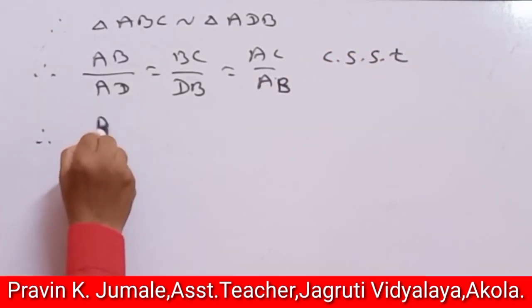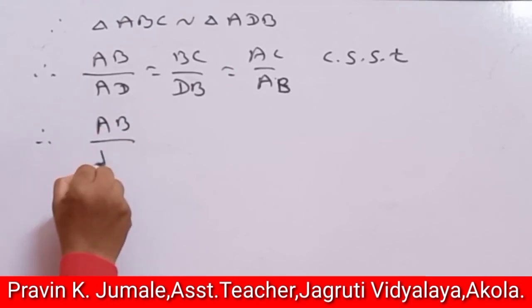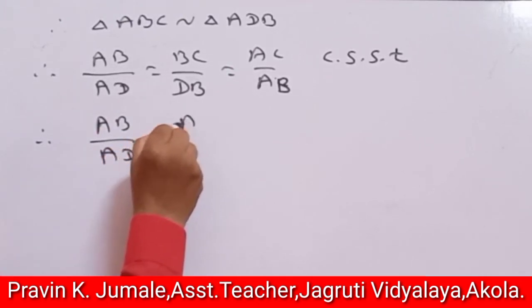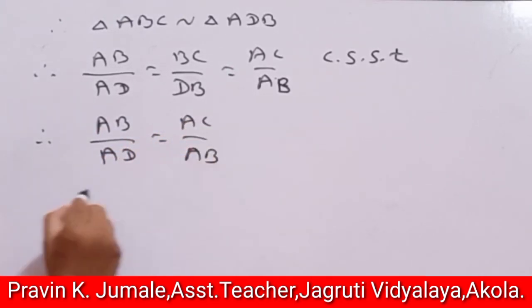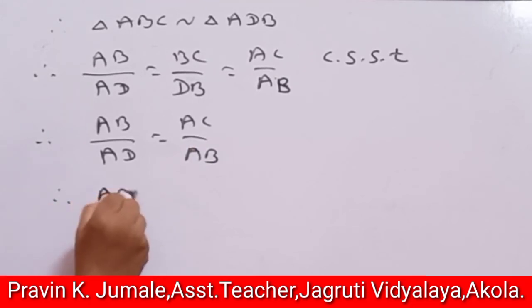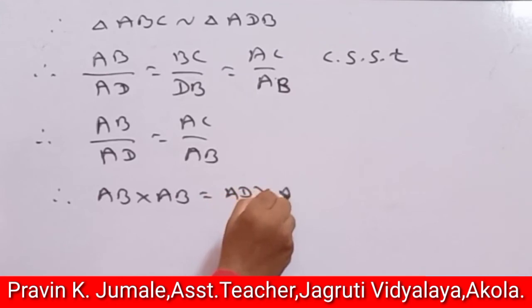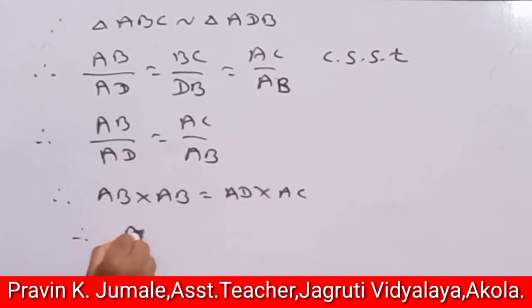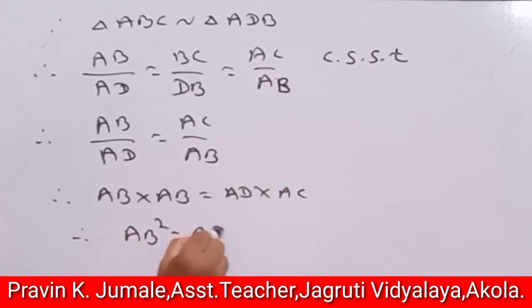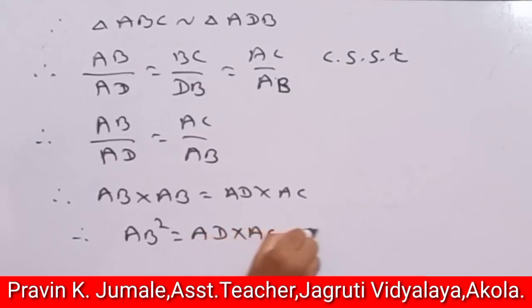Therefore, by first and third ratio, AB upon AD is equal to AC upon AB. By cross multiplication, AB multiplied by AB is equal to AD multiplied by AC. Therefore, AB square is equal to AD multiplied by AC. This is equation number 1.